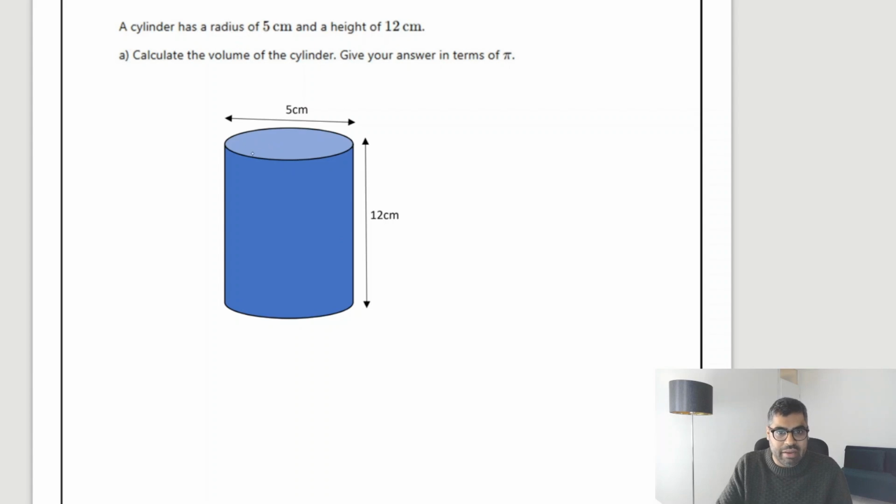So let's work out the area of the circle on the top. How do we work out the area of a circle? Easy, it's pi r squared. So in this case, pi r squared, we know r is 5. So we're going to have pi times 5 squared. 5 squared is 25, so we're going to have 25 pi. That's effectively the circle on the top.